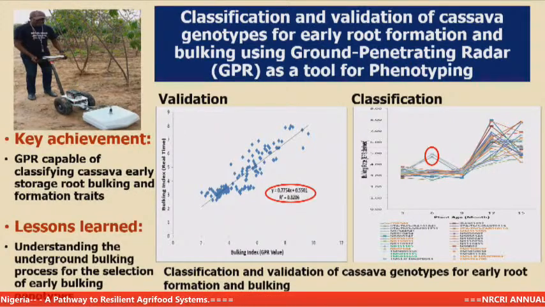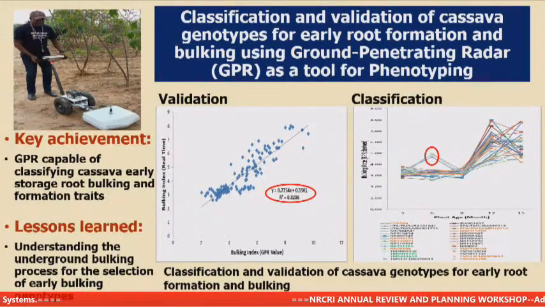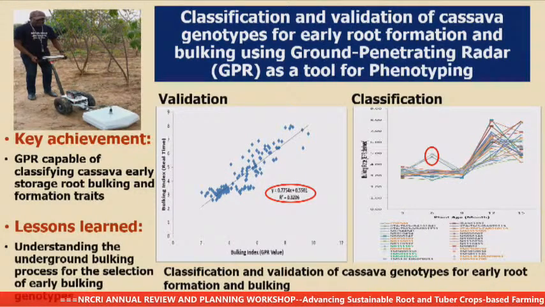So the good thing about this is that we also did the normal phenotyping, that's in real time, and we also found out that these same genotypes that we have found to be early bulkers at 6 months after planting, were also found to be early bulkers using the real time. That's a normal phenotyping method.